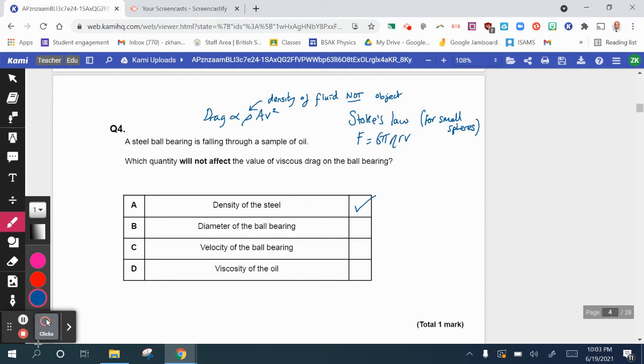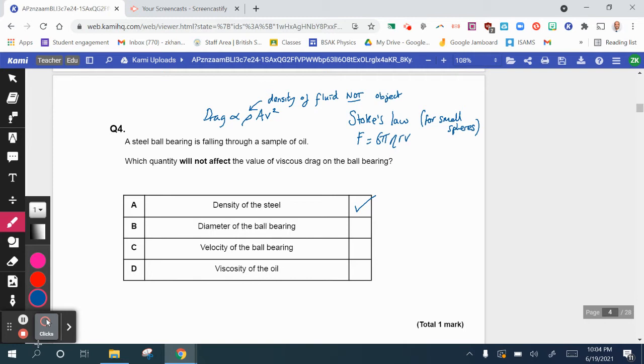There's no density in here, so therefore drag is not within Stokes' law. You can also look at drag. There's another formula in general. Drag is proportional to the density of the fluid times the cross-sectional area of the object that is falling through the fluid and the speed of the object falling through the fluid. So this is a general drag equation.